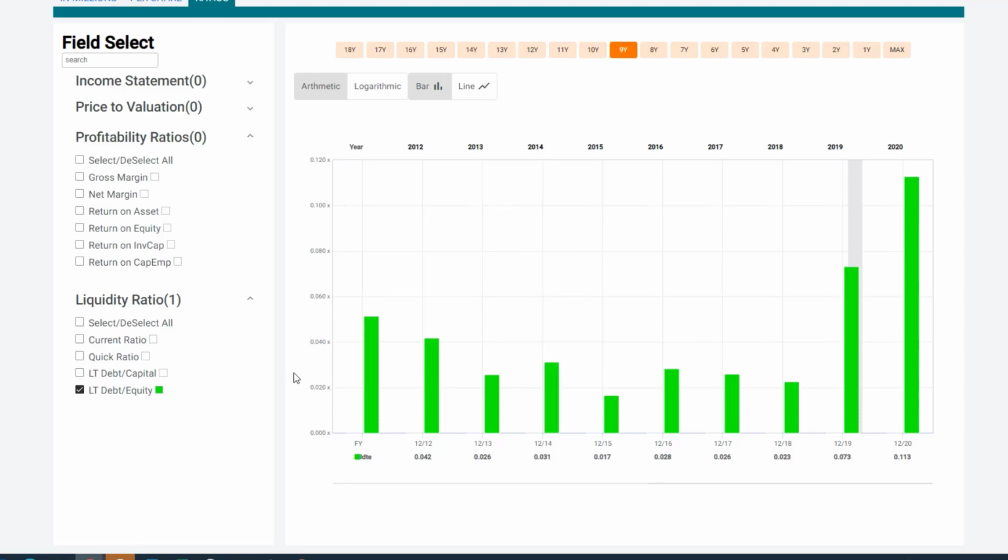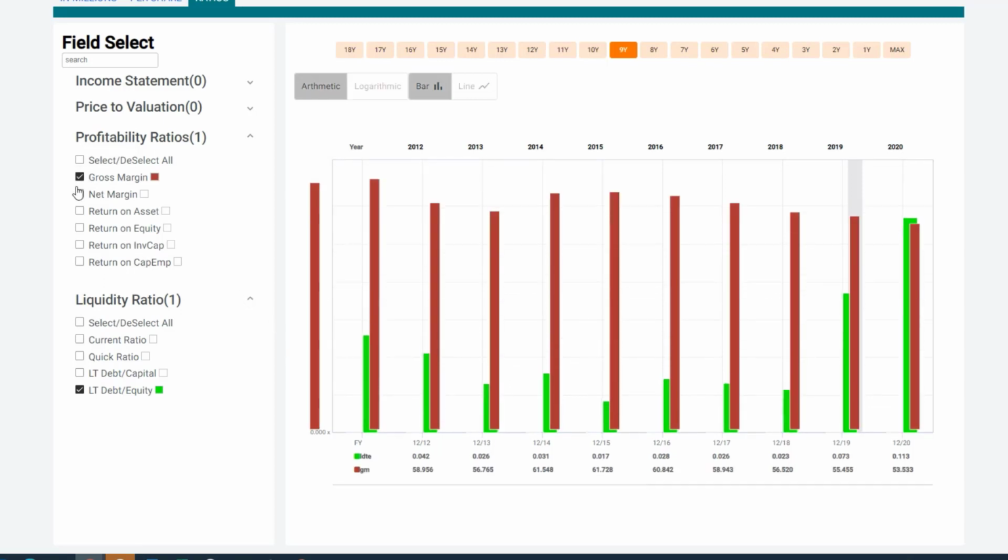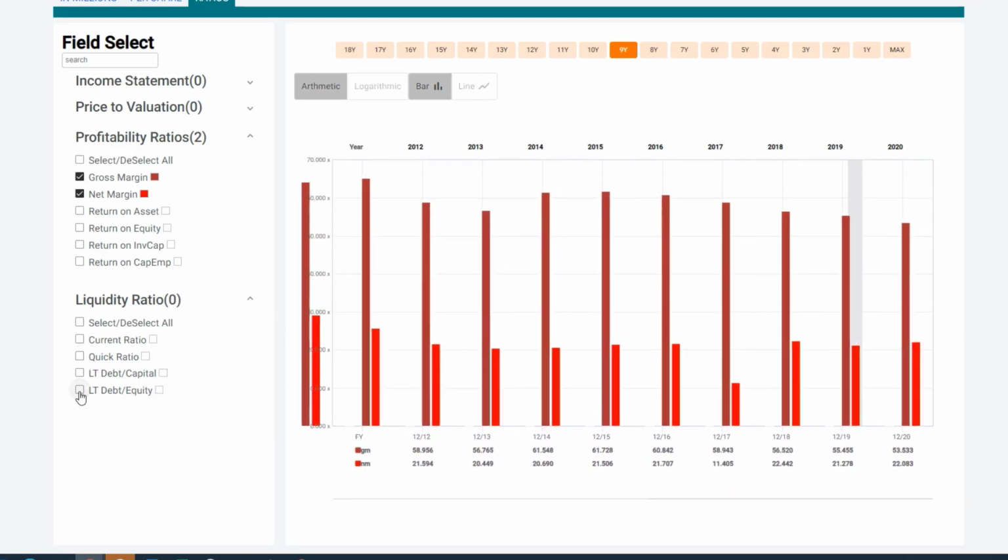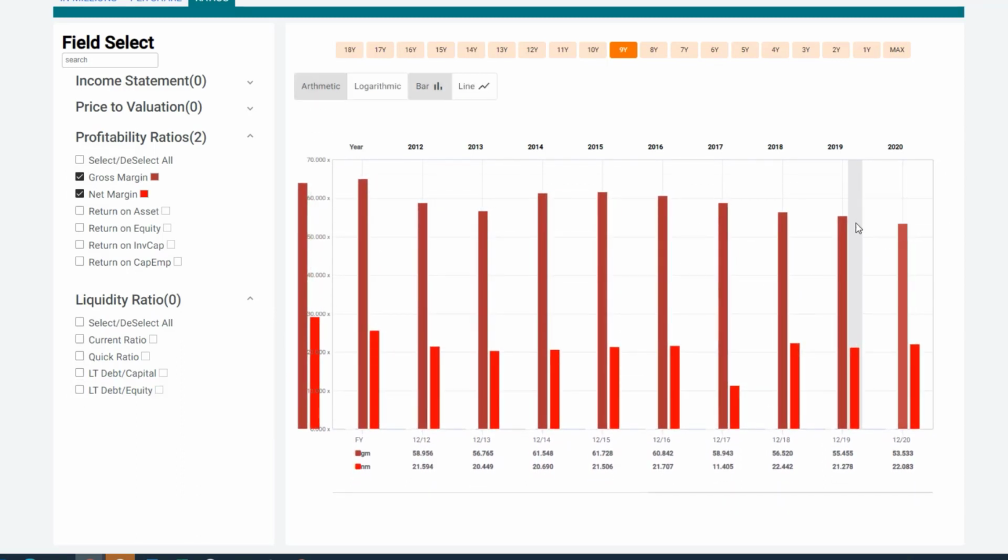But I'm going to also then go in here and I'm going to look at gross and net profit margins. Okay, the company obviously generates gross margins in the 50% range for the last several years, although that's been drifting down a little bit. But their net margins have actually been slightly improving into the 20% range. They were as low as 11 in 2017. So the company generates good margins.